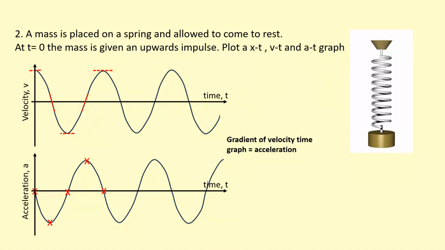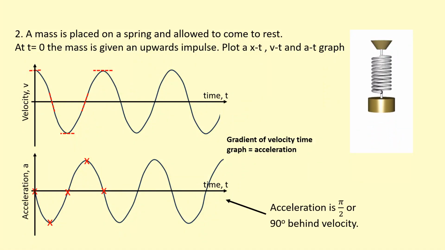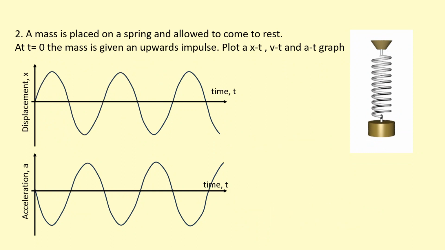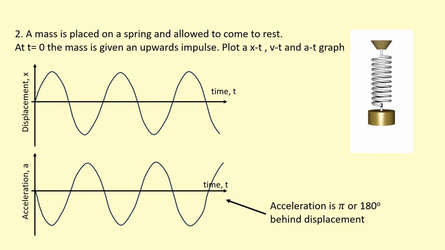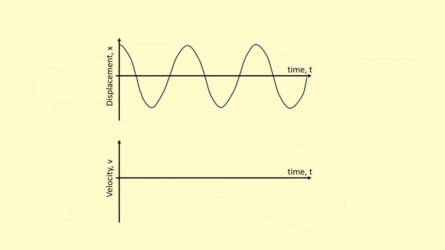Okay, so what's the relationship between this velocity time graph and acceleration is pi over 2 again. But again, what's more interesting is the relationship between displacement and acceleration. It's 180 or pi because of the definition of simple harmonic motion, that acceleration is in the opposite direction to the displacement and directly proportional. It doesn't really matter what the initial condition is. The relationship between the graphs is the same.